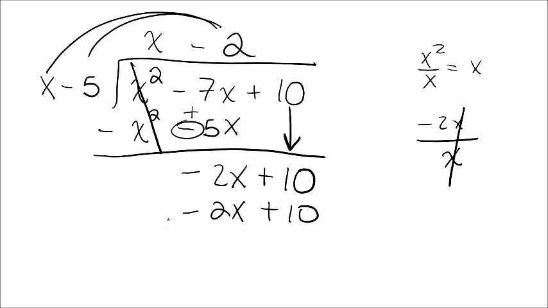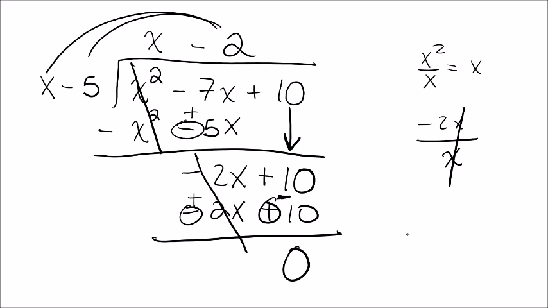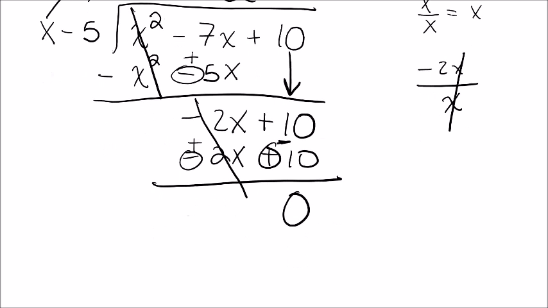And just like before, we're subtracting the whole thing out now. So we're going to have to switch our signs. So this will become a plus, this becomes a minus. So negative 2x plus 2x becomes 0. 10 minus 10 is 0, so we get a remainder of 0. So our answer is simply x minus 2.